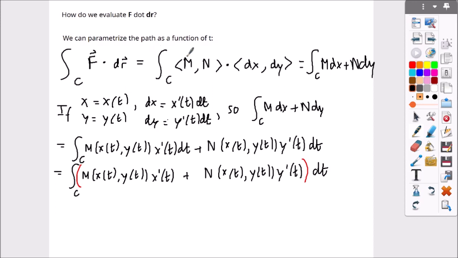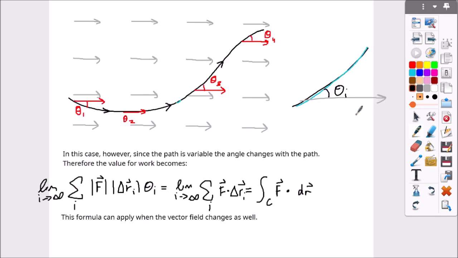F, if it's a two-dimensional function, usually it is M, N, right? So this is a two-dimensional vector field dotted with a two-dimensional curve. M, N dot dr. The change in r is a change in x and a change in y, right? So if you add the change in x and then add a change in y, then you get the change in r. Makes sense? Yeah, so that's what dr is.